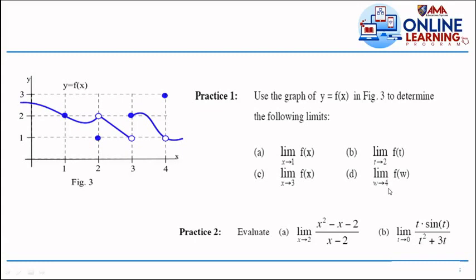So, pareho lang po doon sa example number 1 po natin. So, ang gagawin po natin, you have to look at our figure 3 which will serve as our reference in finding the limits. Ang tawag po dito, using the graph method. Next, practice 2 po. Evaluate the limit of x squared minus x minus 2 divided by x minus 2 as x approaches 2. Letter B, the limit of t sine t all over t squared plus 3t as t approaches 0. So you're going to use the algebra method. So we're going to check your answers, no?